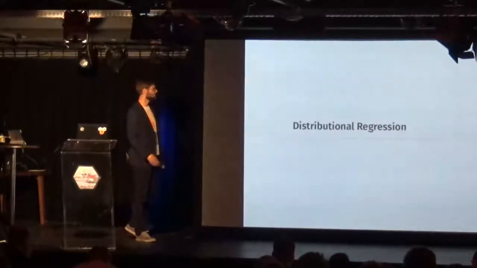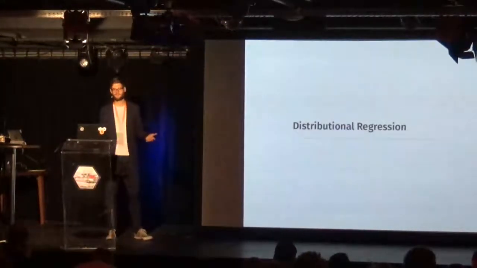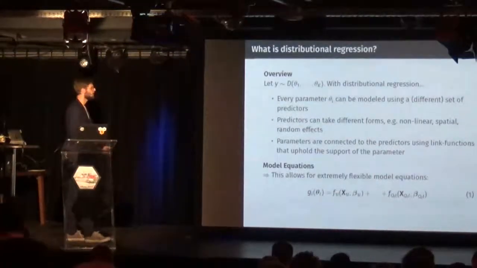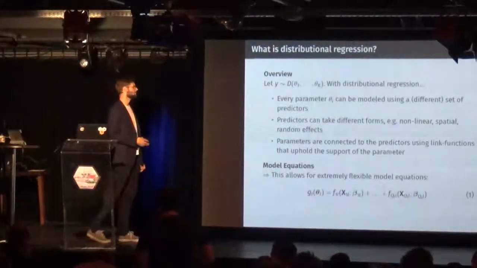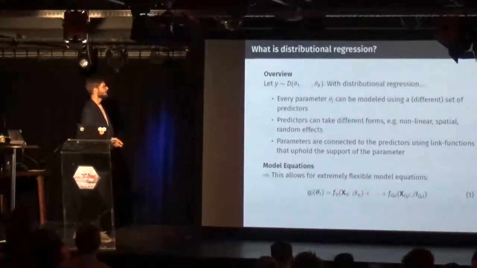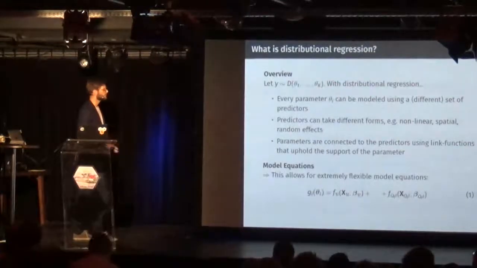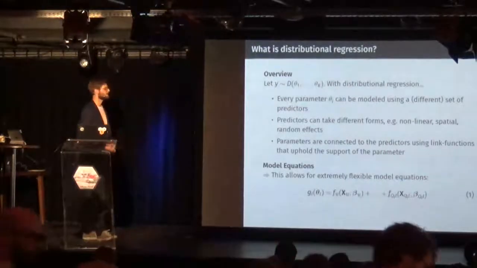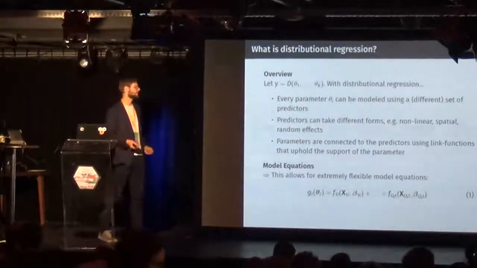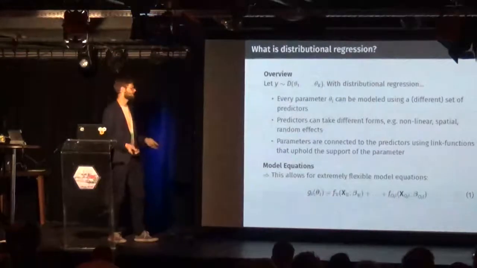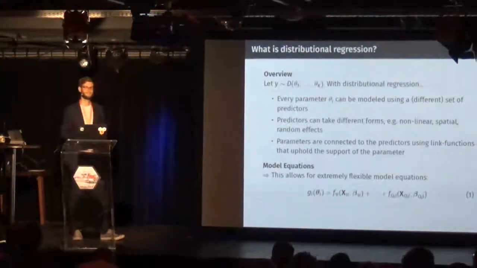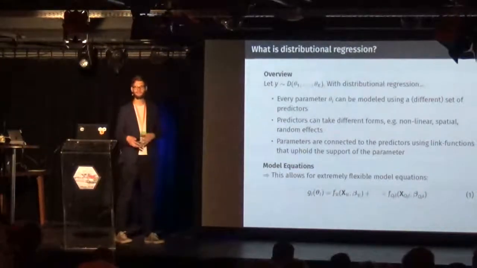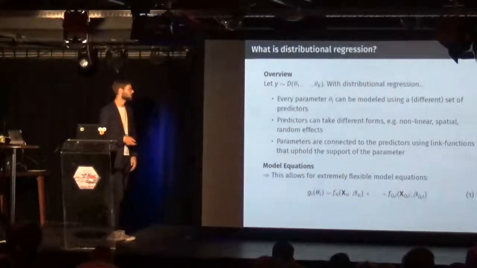So let's get started to get everyone on the same page. What is actually distributional regression? So let's say we have a variable y, which has a parametric distribution called d, and this parametric distribution has k parameters. And with distributional regression, what we do is we model every parameter theta i using a potentially different set of predictors. So we might be interested in some different parameter, and we can actually, with distributional regression, use different subsets of variables for different parameters.